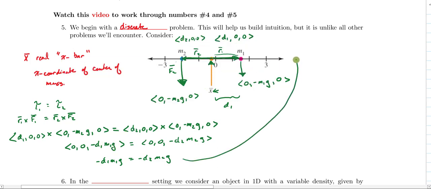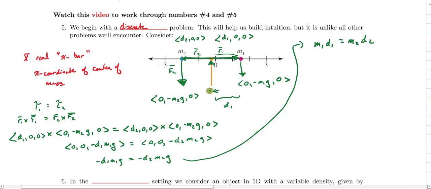And if we do a little bit of simplification here, dividing both sides by g, which is common between them, and multiplying both sides by -1, we end up with m1 d1 needs to equal m2 d2. And now we can start solving for the center of mass, because the masses m1 and m2 are fixed. What we're allowing to vary are d1 and d2.